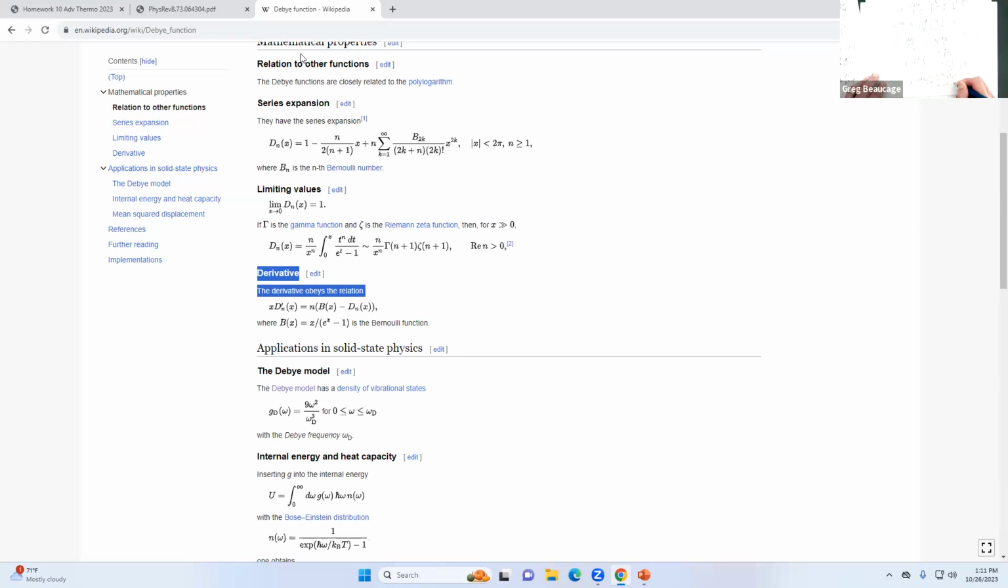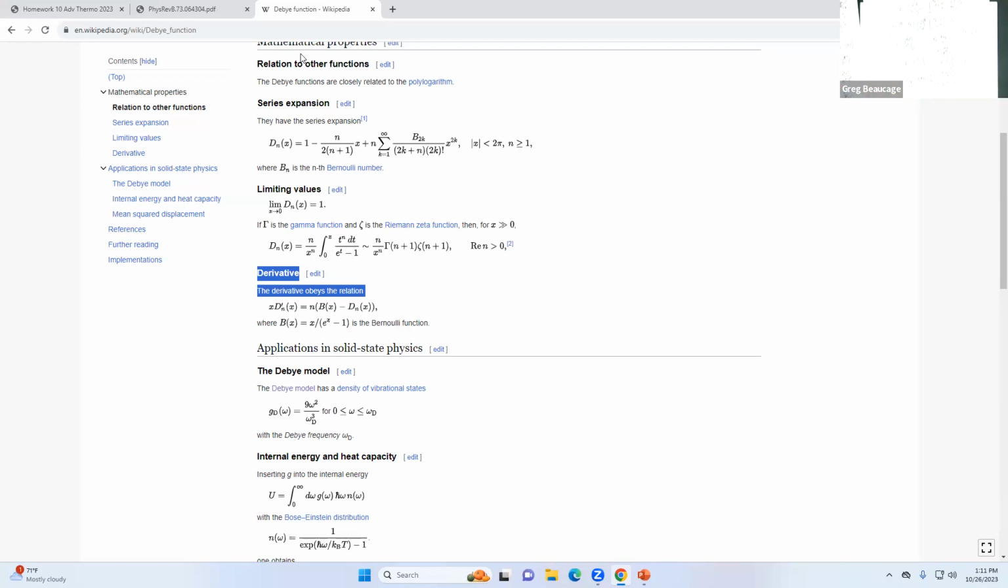x to the 4 e to the x over e to the x minus 1 squared, especially because this part with x squared is the Einstein function. That's the Einstein heat capacity. So it's already got the Einstein built into it. It's got an extra x squared here.